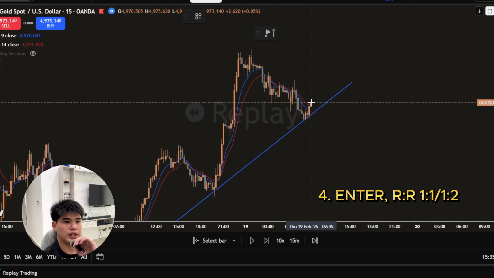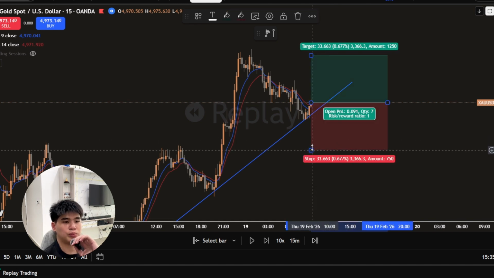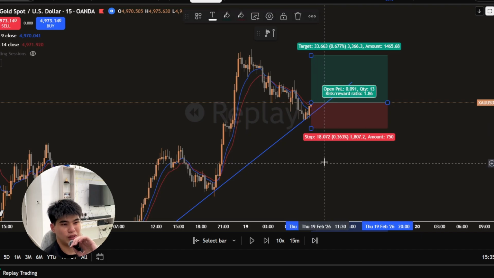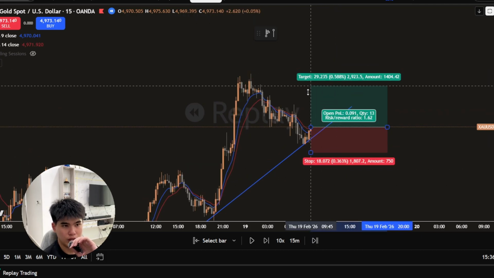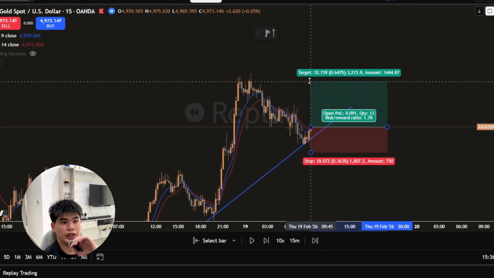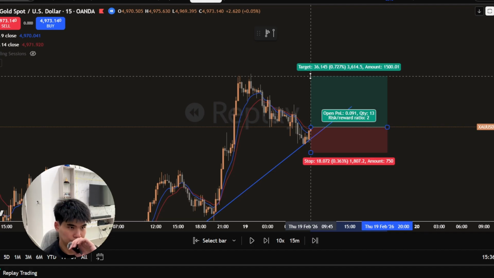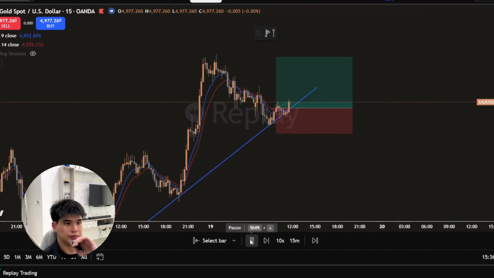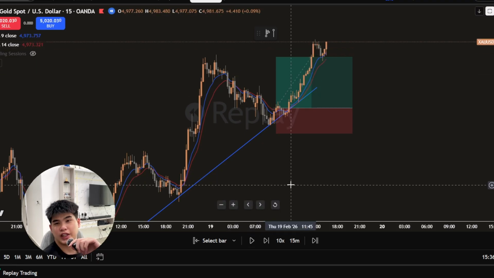So let's just say that I plot my buy here. I'll put my stop loss slightly below my trend line, give it around 18 pips, and I can either drag it to 1-to-1 or maybe let's just try 1-to-2. Alright, so 1-to-2 will be here, and let's let it run. Congratulations, we got our first take profit in this trend line setup.